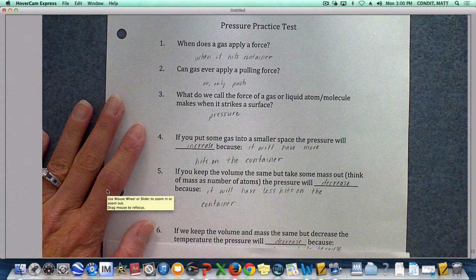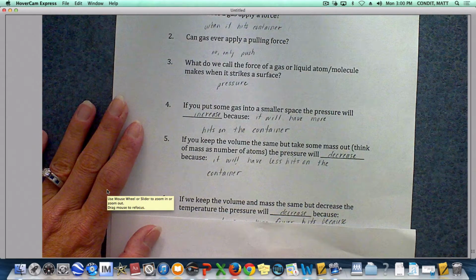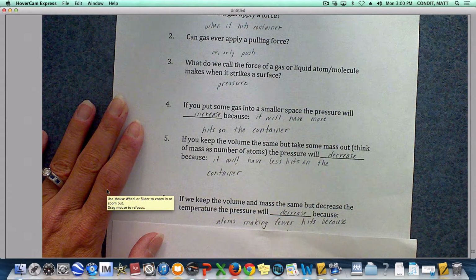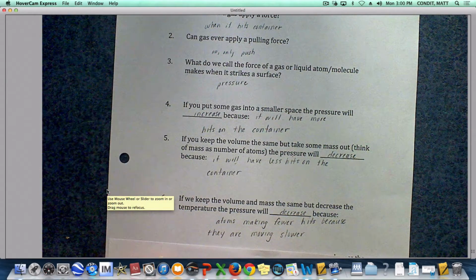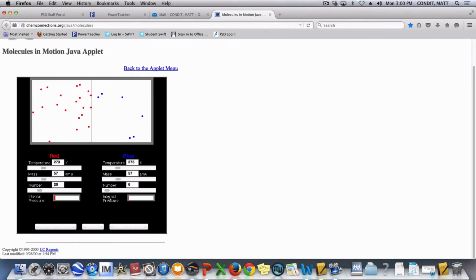Question number 6, if we keep the volume and mass the same but decrease the temperature, the pressure will decrease because the atoms are making fewer hits because they are moving slower. So again, if you look at the blue atoms, we keep our volume and mass the same, but we're going to decrease our temperature. The atoms will slow down, again making fewer hits on the container.